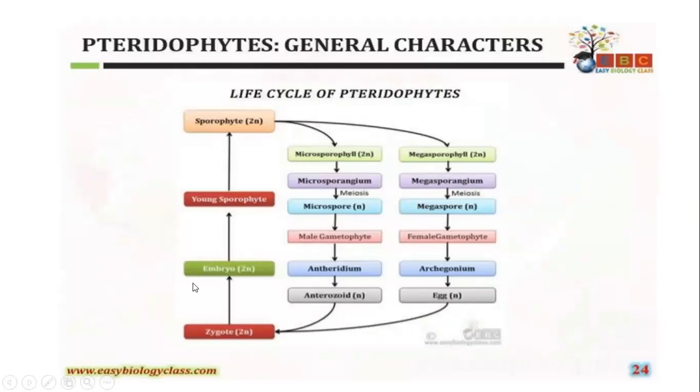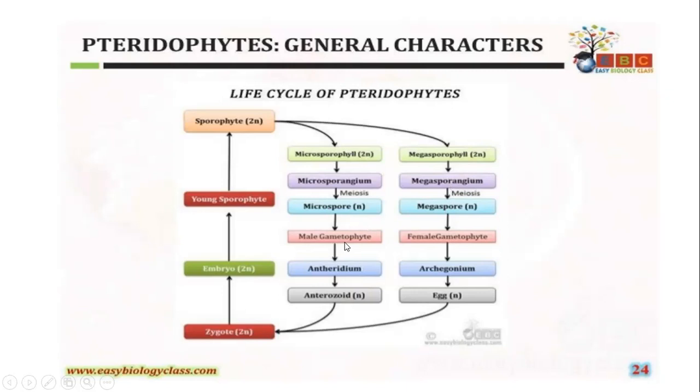So this is the general life cycle of the pteridophytic plants. The adult plant, the dominant phase, is a sporophyte. The sporophyte develops spores on the leaves. Here I am showing the heterosporous type of life cycle. This is a microsporophyll and a megasporophyll. The microsporophyll develops microsporangia and the megasporophyll develops megasporangia. Upon meiosis, the microsporangia develop microspores and the megasporangium develops the megaspore.